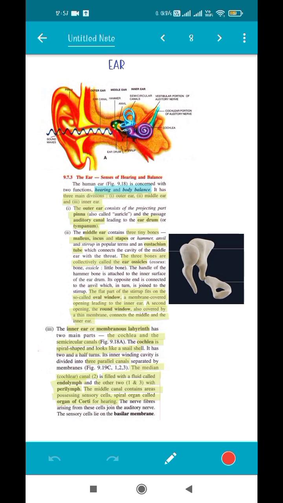As you can see in the figure on the right hand side, these are the three small bones which have been magnified in detail. The first bone on the extreme left hand side is known as the malleus. So this is the malleus. Next one is the incus, and the smallest one is the stapes. Together they are called the ear ossicles.